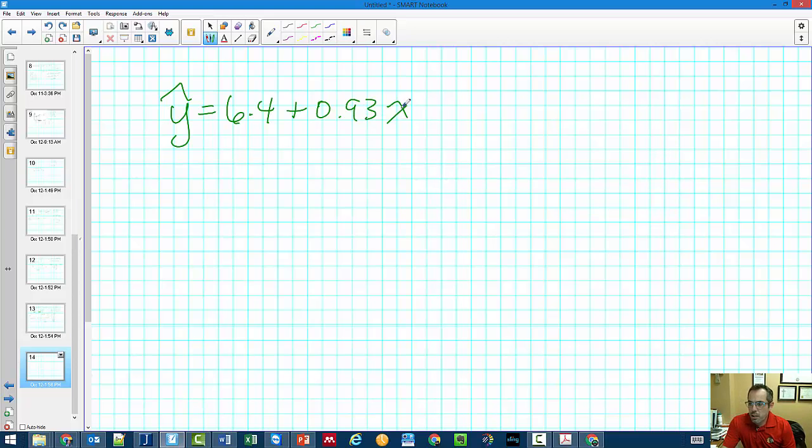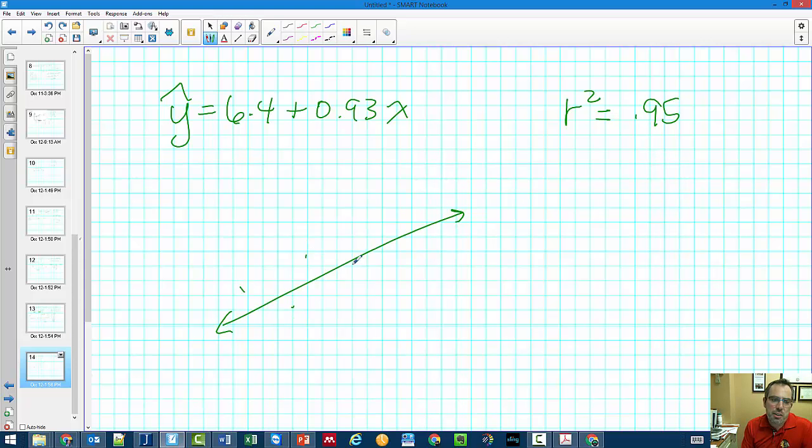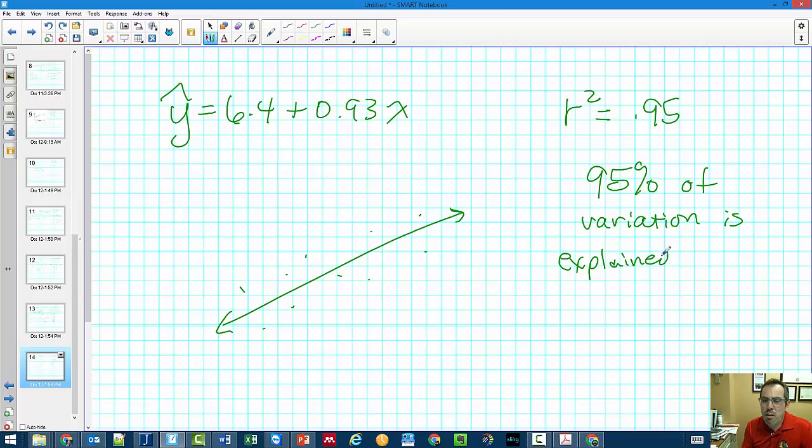Arm span and height. The report says that the actual measurement of this, the r squared, the thing that explains the variation, is 0.95. When you talk about r squared, I know there's variation. I know there's data everywhere. R squared says that 95% of the variation is explained by the model, and here's our model, that model right there.